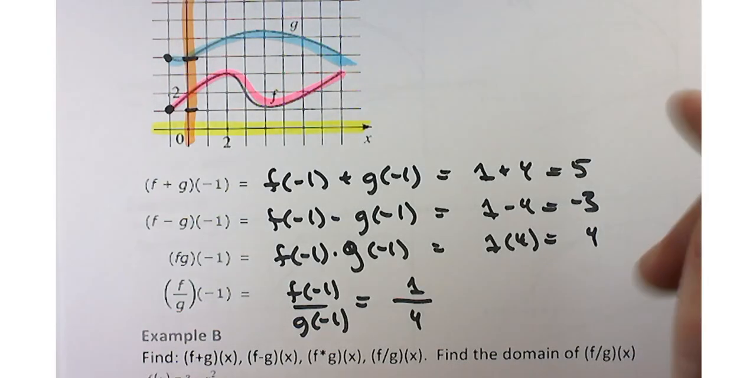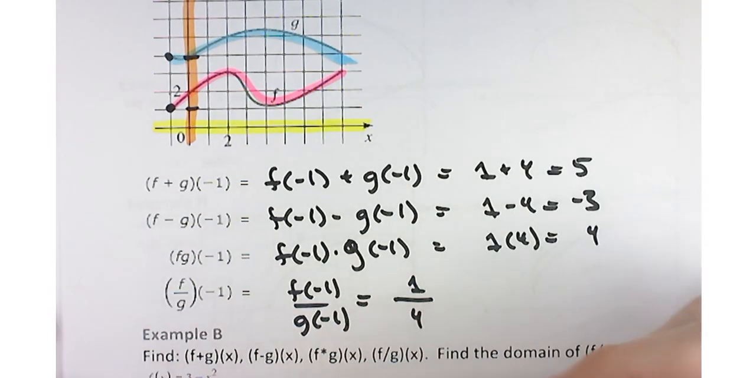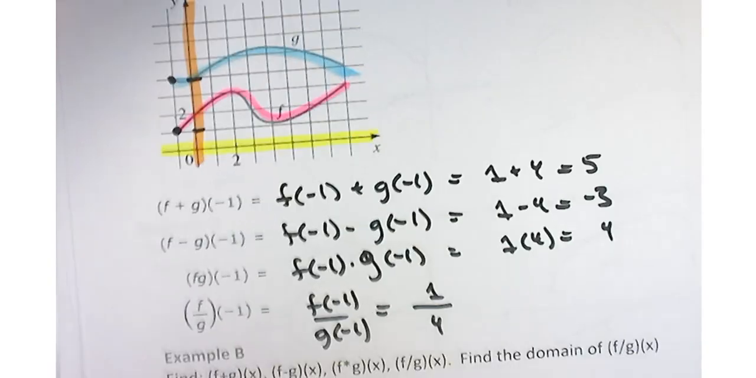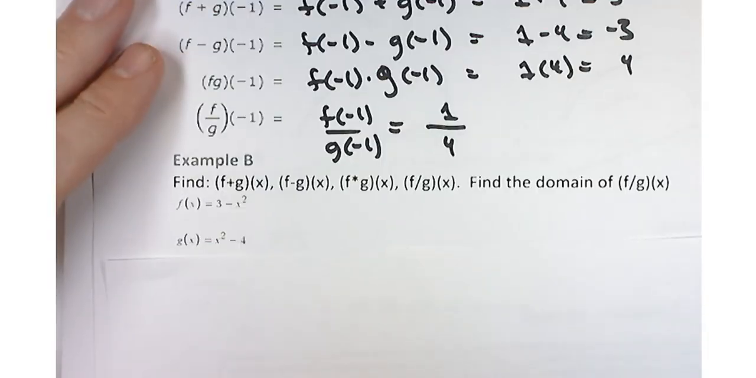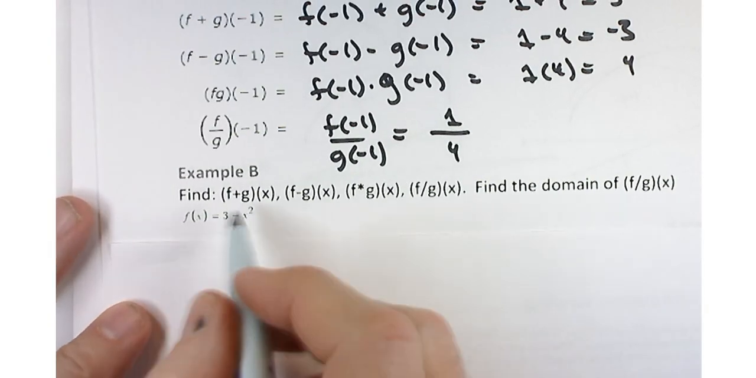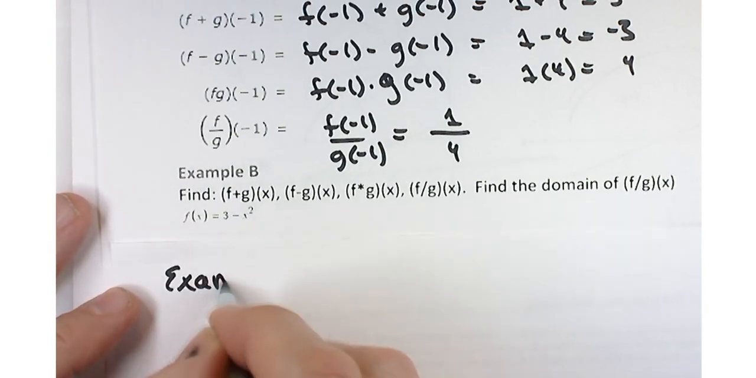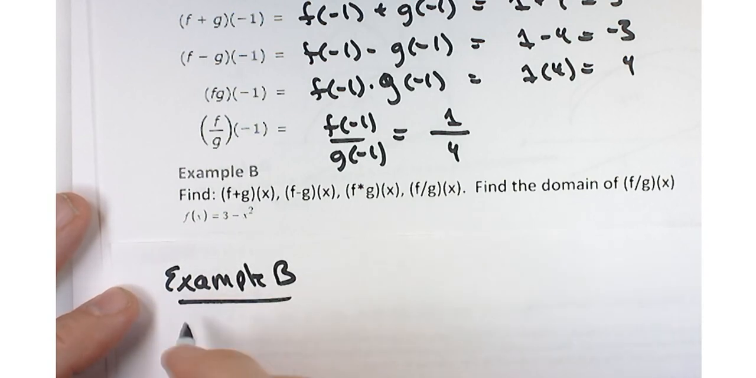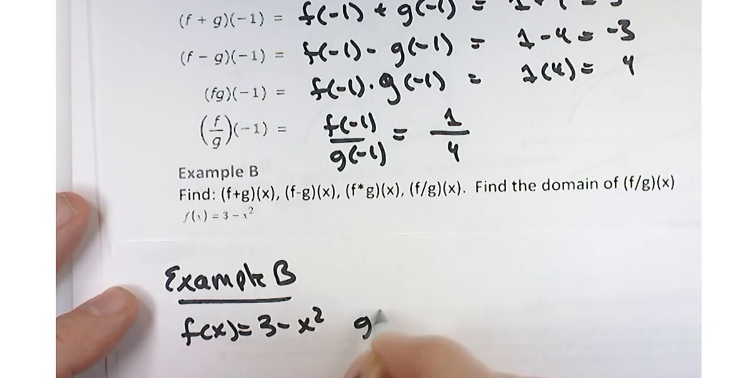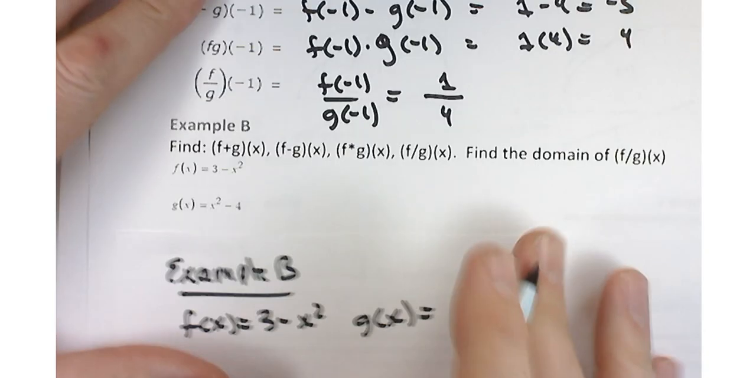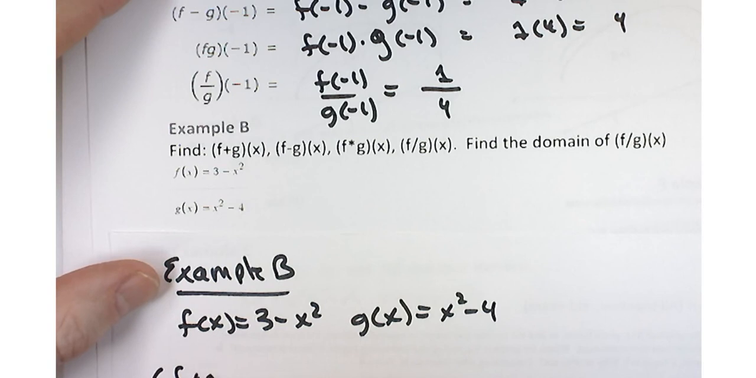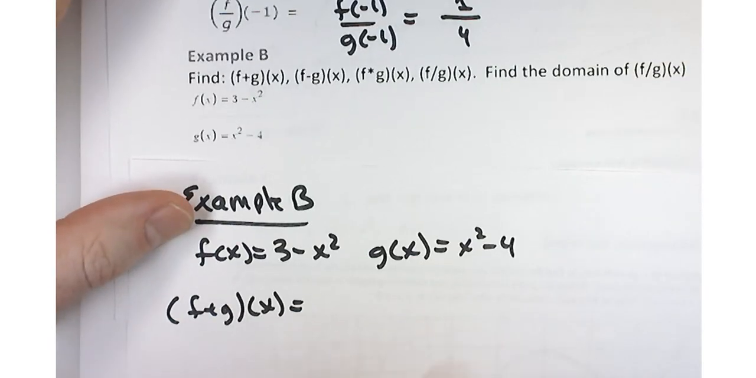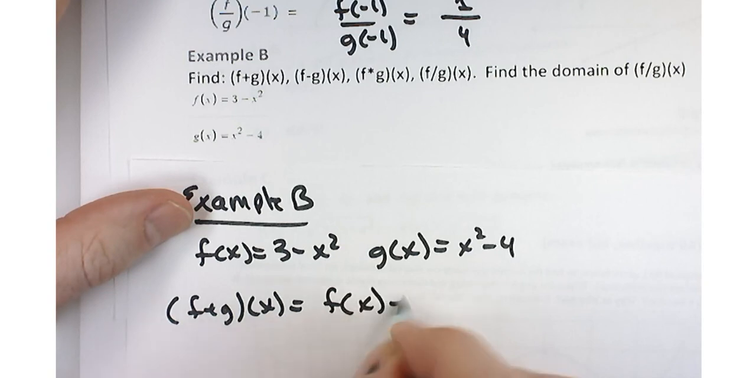Let's dive into it a little bit deeper with example B. And if you've got the Desmos link for that, you can open that up. But the first one we're going to look at is this one, and mechanically, example B, f of x is 3 minus x squared, g of x is x squared minus 4. And the first part asks you to find f plus g of x, which really means f of x plus g of x.